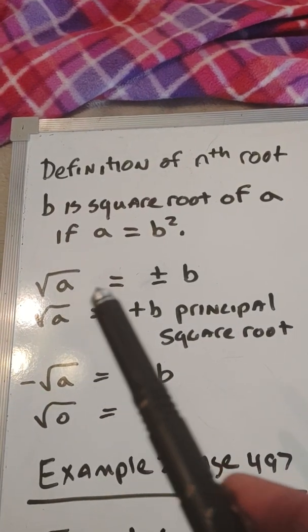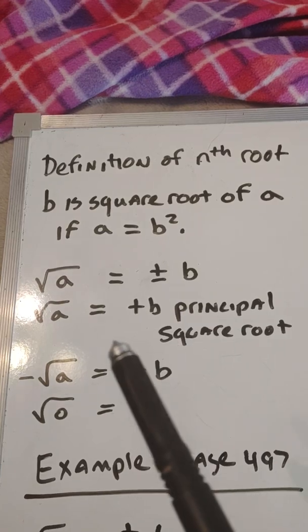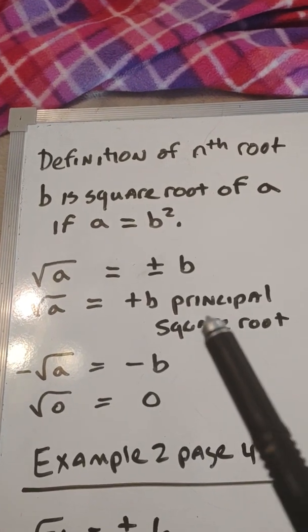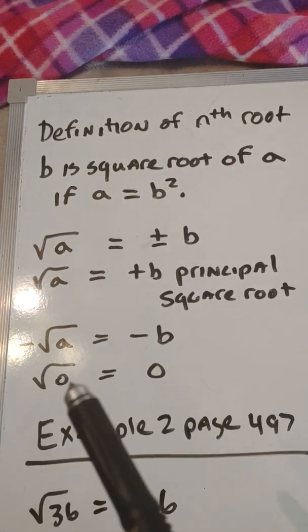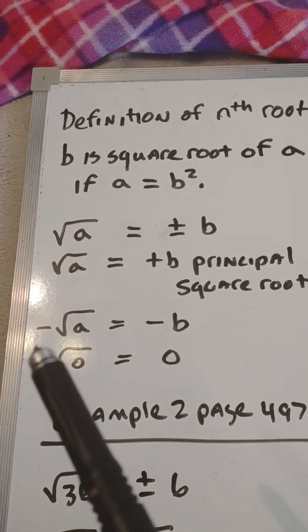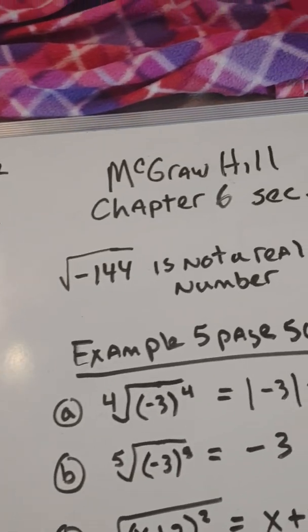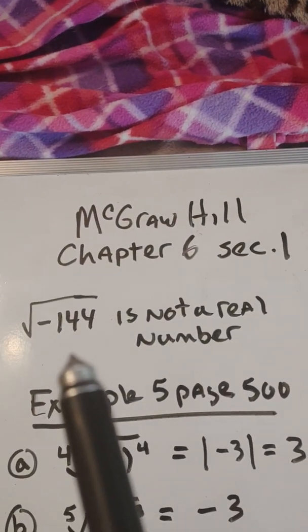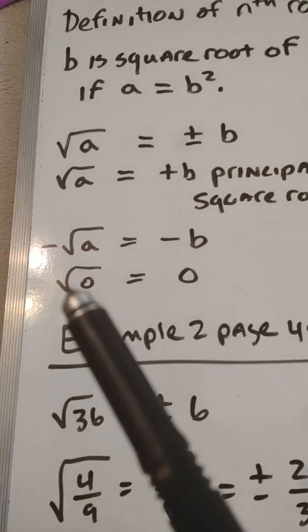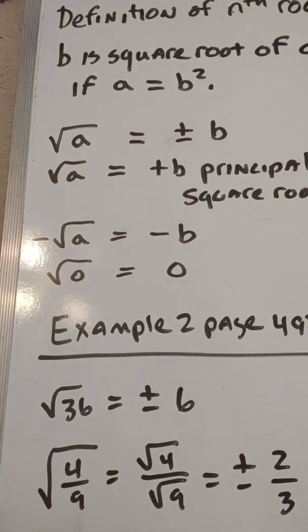So here, the square root of 4 would be plus or minus 2. If you're looking for the principal square root, it's only the positive. Remember, you can have a negative outside a square root, but you cannot have a negative inside. It's not a real number. And also the square root of 0 is equal to 0.